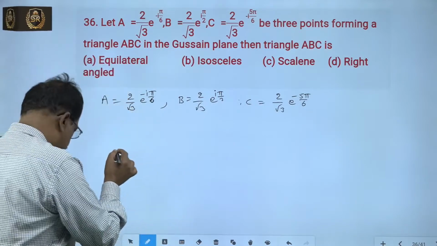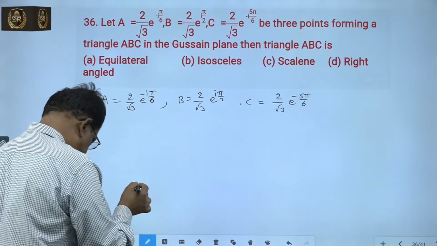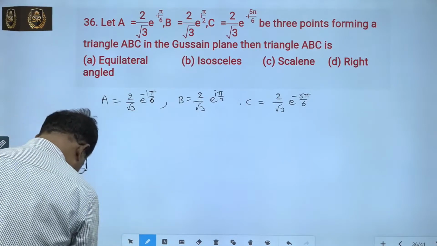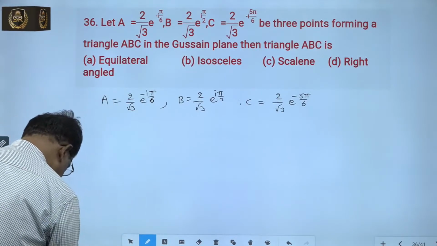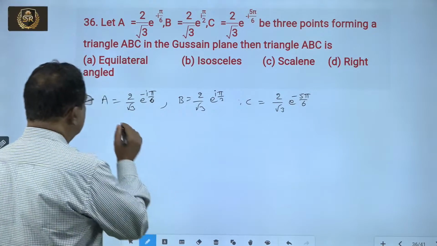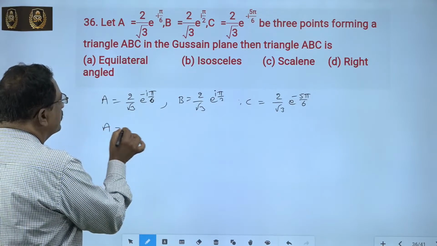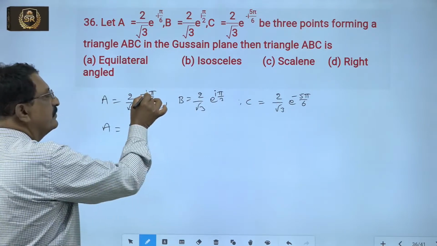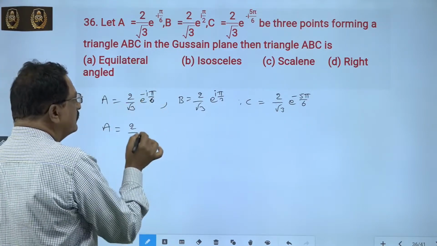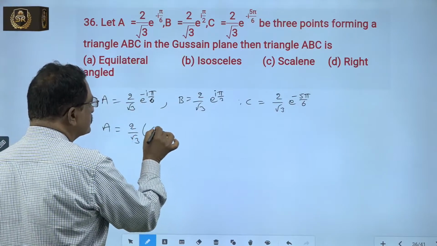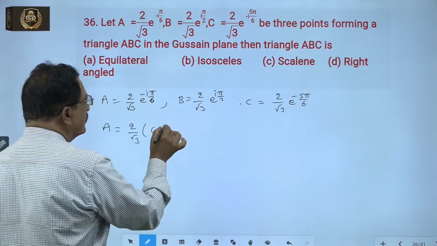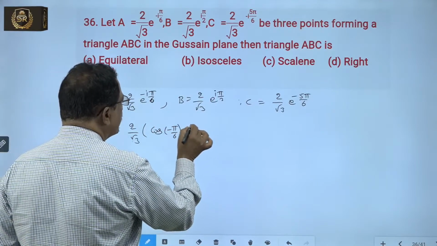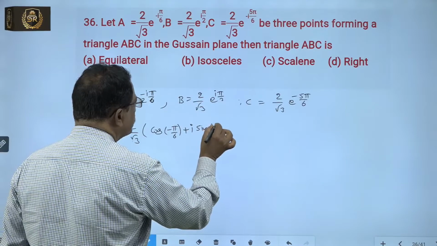Now first, A equals 2 by root 3 e to the power of i alpha equals cos alpha plus i sin alpha, cos minus pi by 6 plus i sin minus pi by 6.